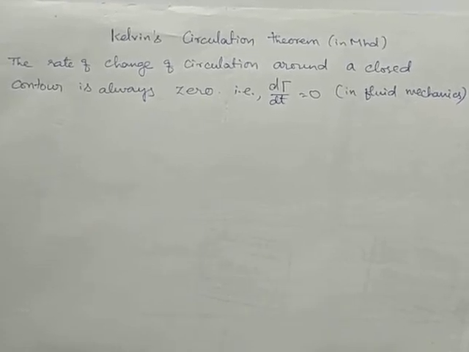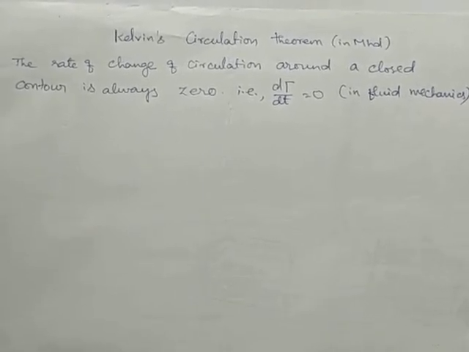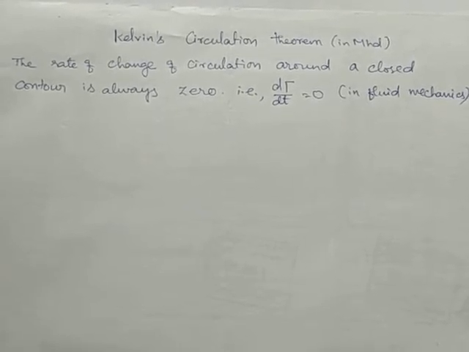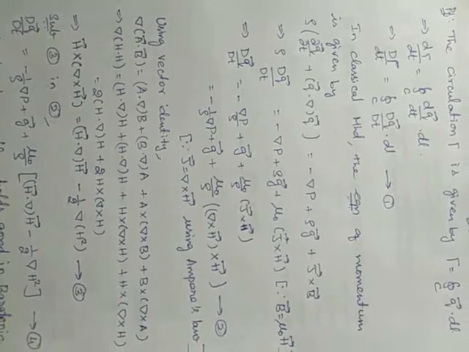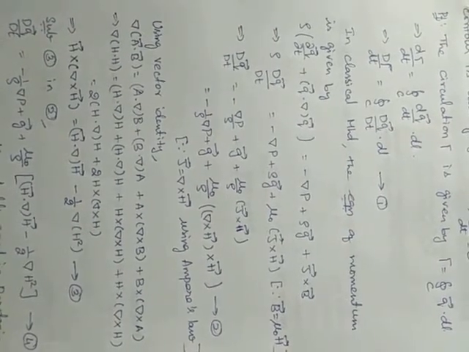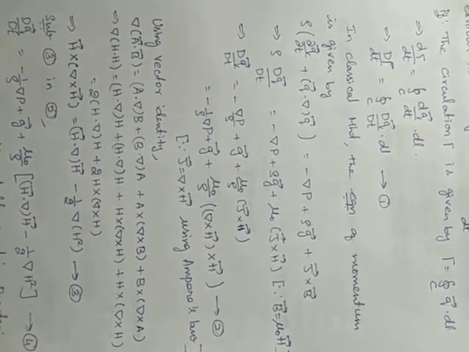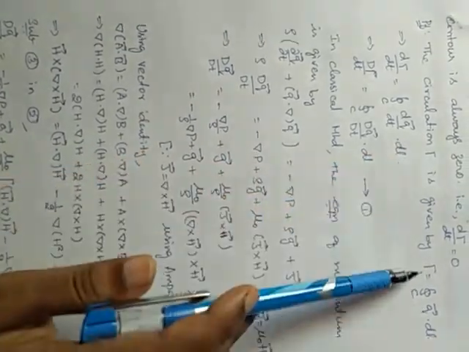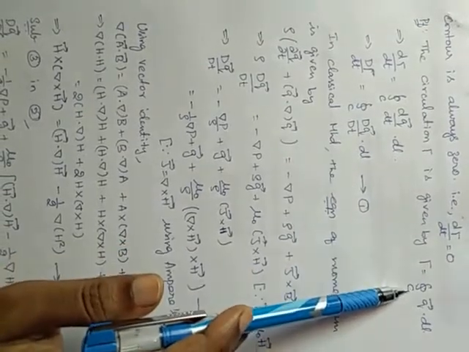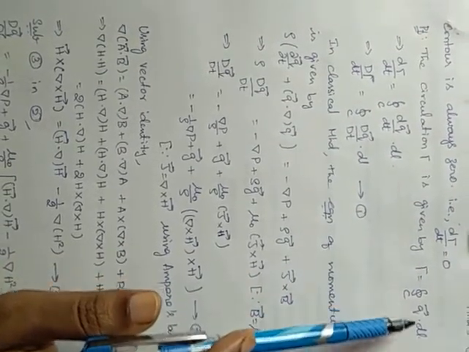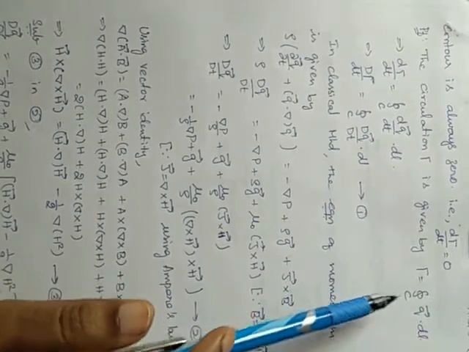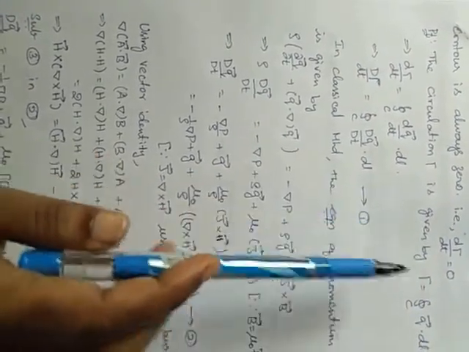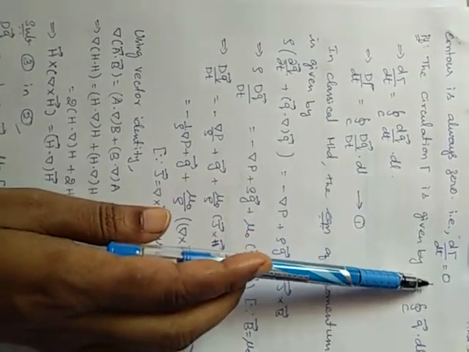We are going to discuss whether this Kelvin circulation theorem is true in classical MHD also. So let us prove or disprove the theorem in MHD. The circulation gamma is given by gamma is equal to closed line integral of q dot dl. So we have to prove D gamma by Dt equal to 0.